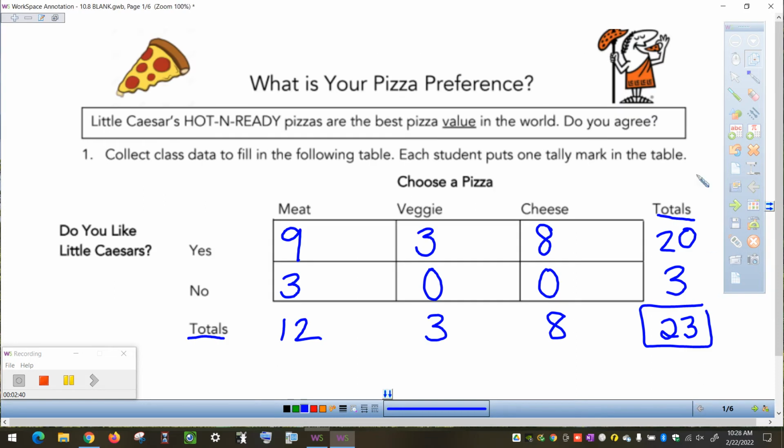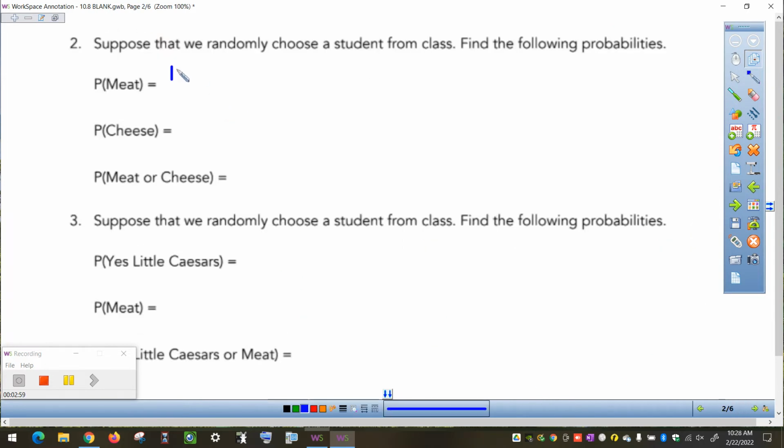So if we take a look at our table here, it looks like the total number of students who preferred meat in the class was 12 out of the total of all the students we surveyed was 23. So we're going to write this probability as a fraction. Again, today, it will be 12 out of 23. And actually, I would prefer that you leave everything in fraction form today. No need to turn it into a decimal or a percent, although we could. The fraction will be just fine for the form.